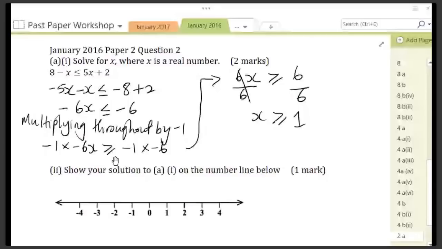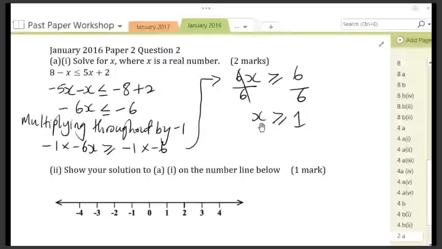So this is minus 1 multiplied by minus 6. Therefore, we have here 6x is greater than or equal to 6. Now I could divide both sides by 6 to get 1x. So here x is greater than or equal to 1.